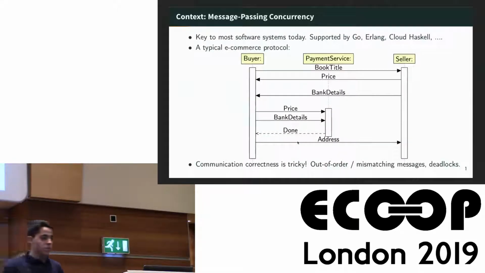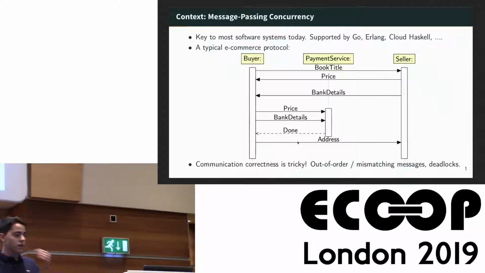Message passing concurrency is very relevant today as more and more software systems crucially depend on communication. It's also supported by various programming languages nowadays, such as Go or Cloud Haskell. And we will consider a typical e-commerce protocol in which we have 3 participants.